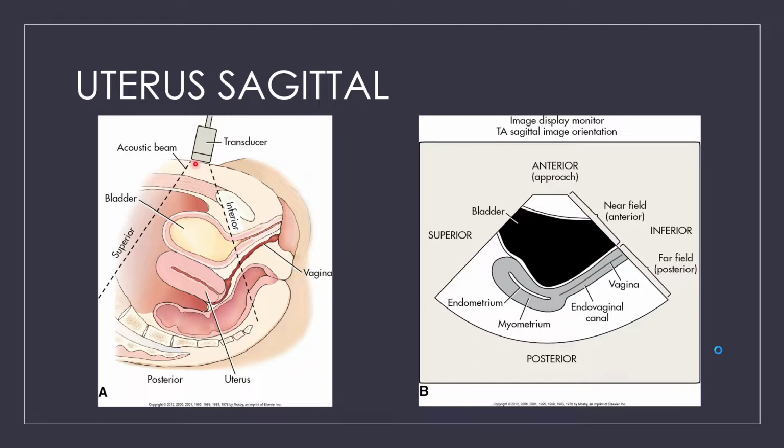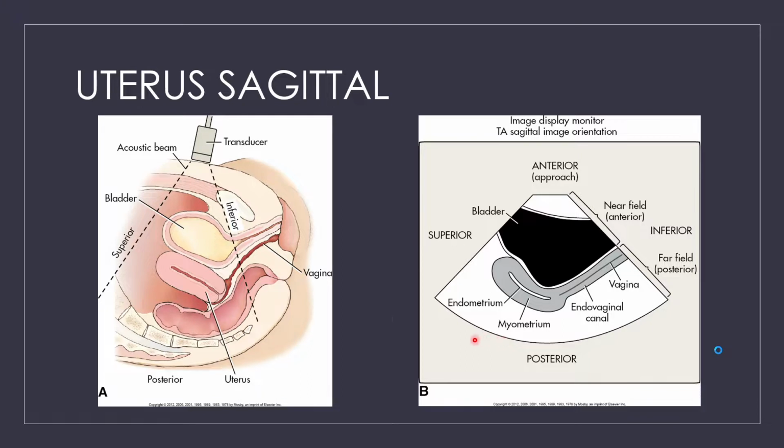Because we're scanning the abdomen, we're scanning the anterior portion of the patient, so the anterior is going to be at the top, and the posterior is going to be at the bottom. Now on your transducer, there's going to be an index, and your nurse supervisor or sonographer can show you where that index is. If you are scanning in a sagittal plane, which is up and down, the index needs to be pointed towards the patient's head.